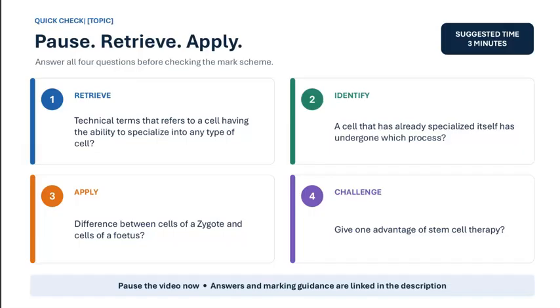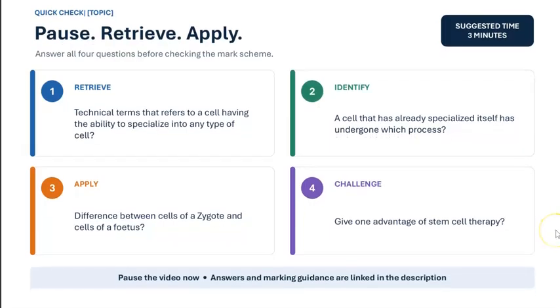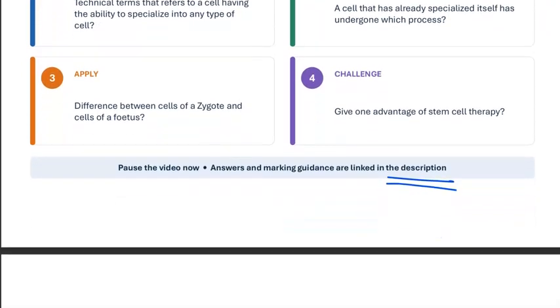Okay, so here are a few questions to check your understanding of this. They'll only take about 3 minutes to cover. Pause the video, then check your answers in the description, and then when you've done that, you can move on to my final screen.